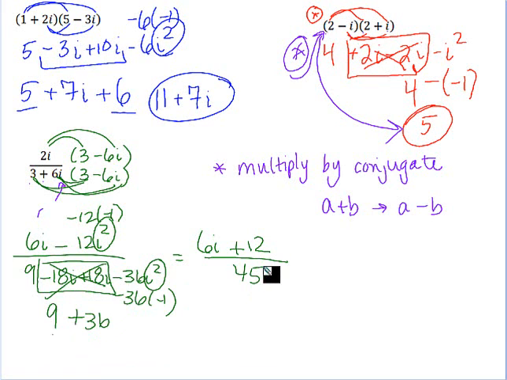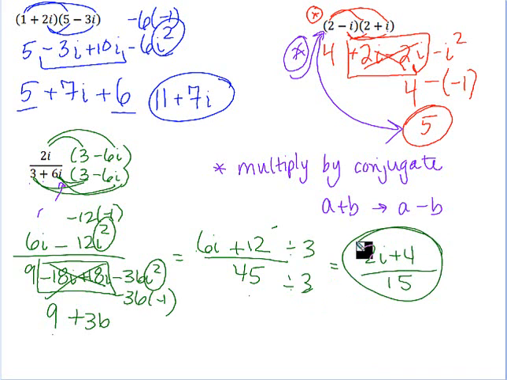We can simplify this one step further because 3 is a factor of 6, 12, and 45. So we could divide top and bottom of this fraction by 3 to give us 2i plus 4 all over 15. So that would be our simplified version. And we got that by multiplying by that conjugate.